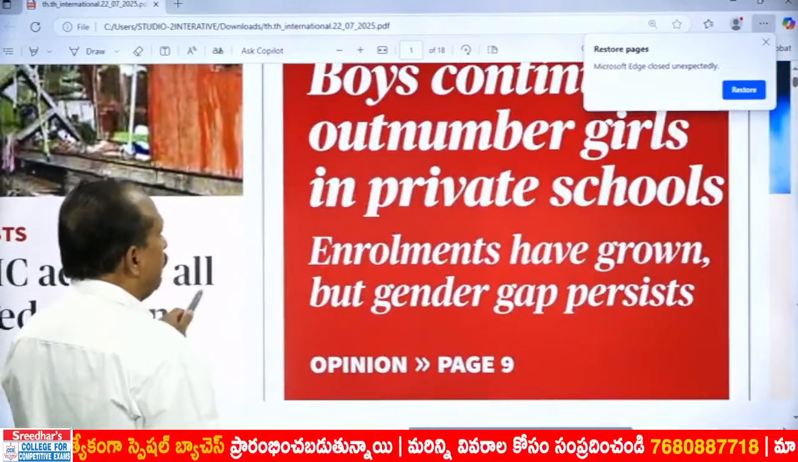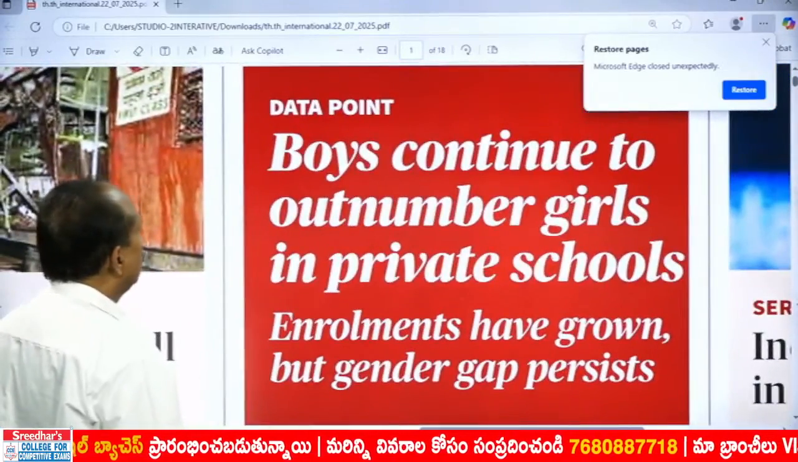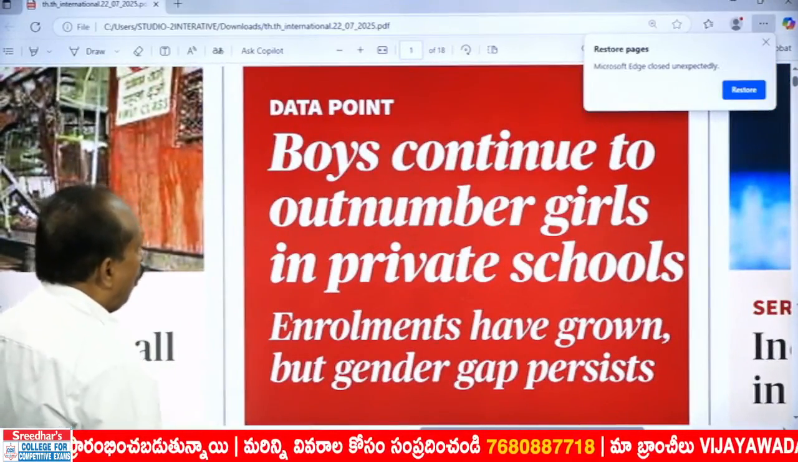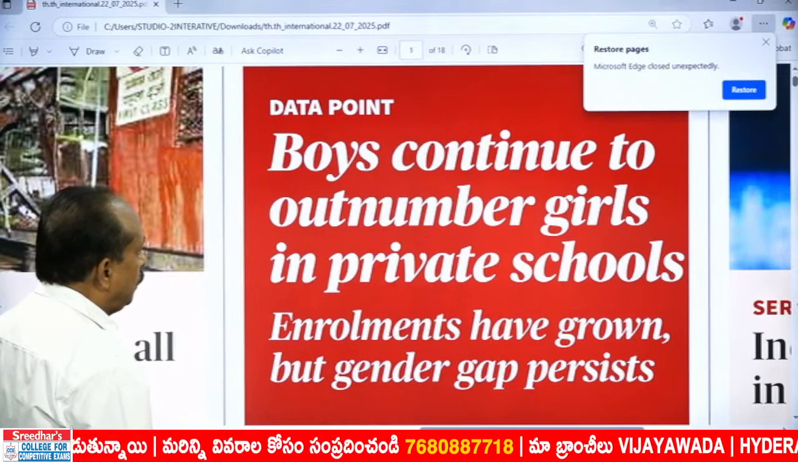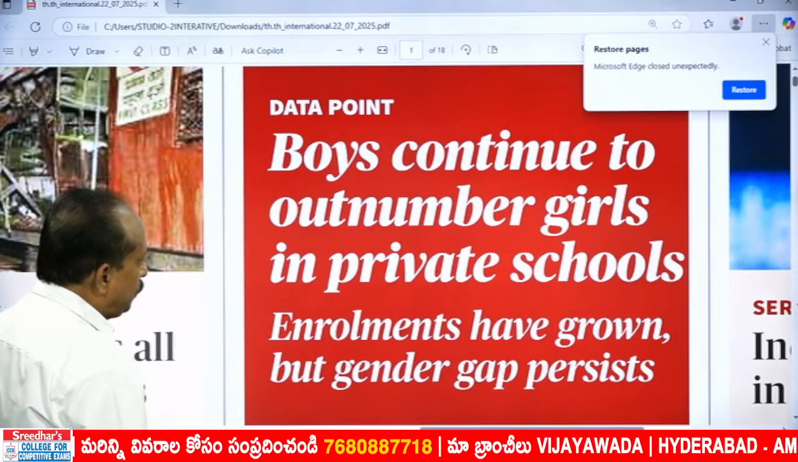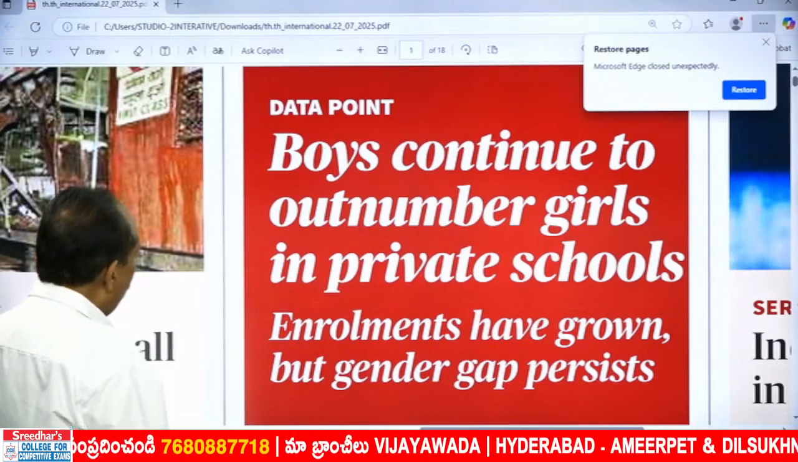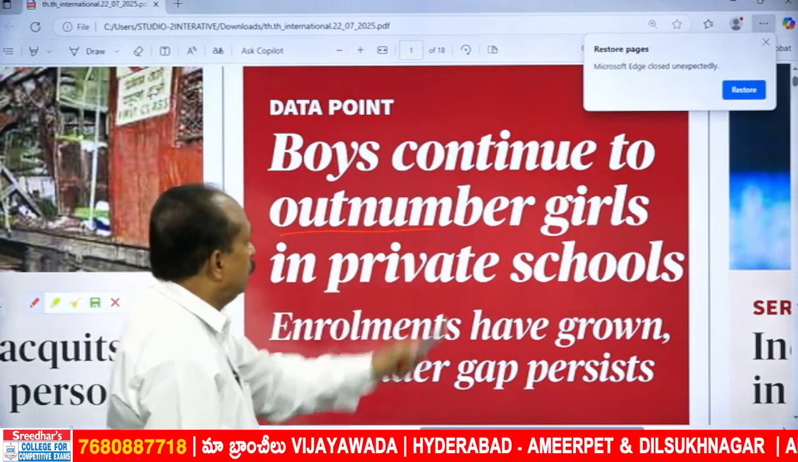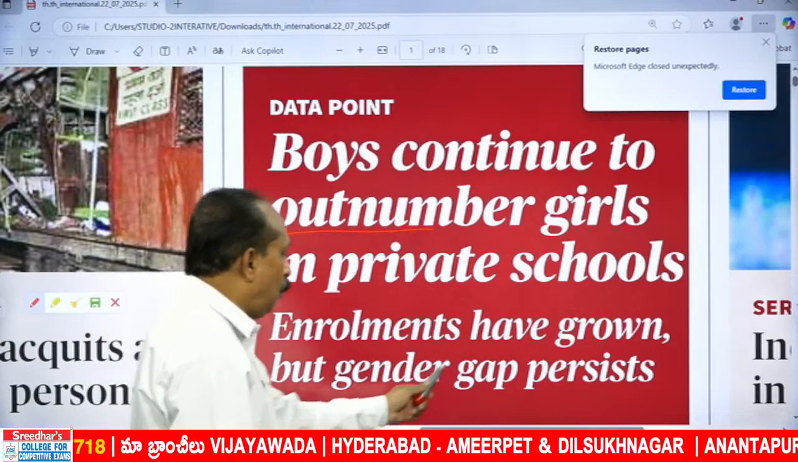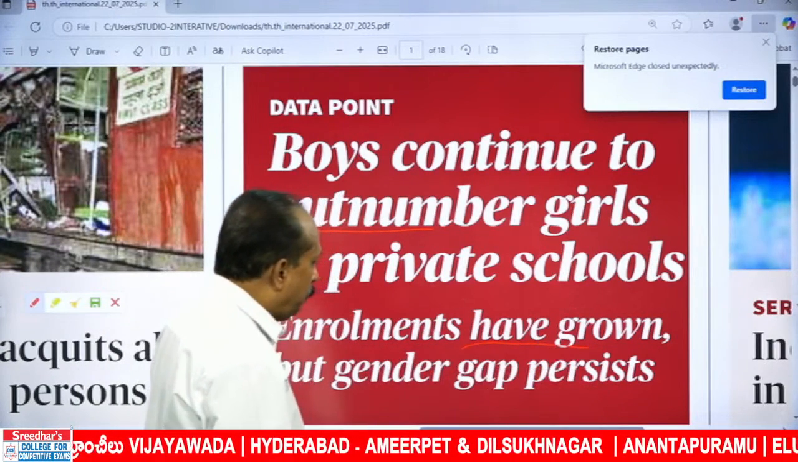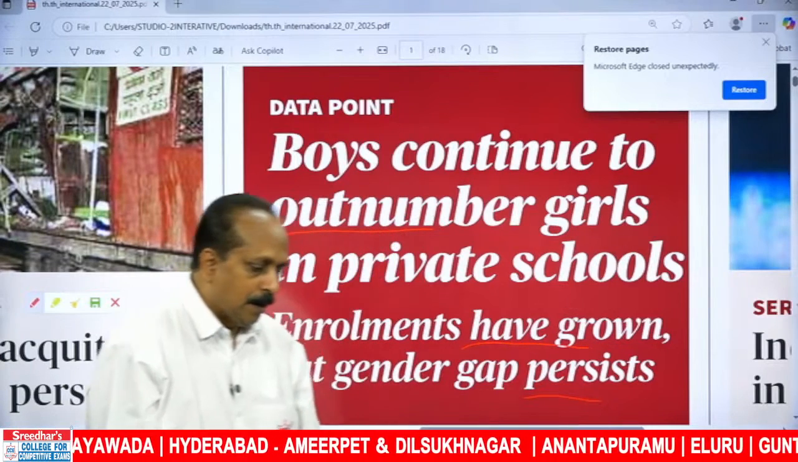Coming to the next snippet, data point. Boys continue to outnumber girls in private schools. Enrollments have grown, but gender gap persists. There are some important words. First one is outnumber. The other one is have grown, from the grammar point of view, present perfect, and persist, another word.